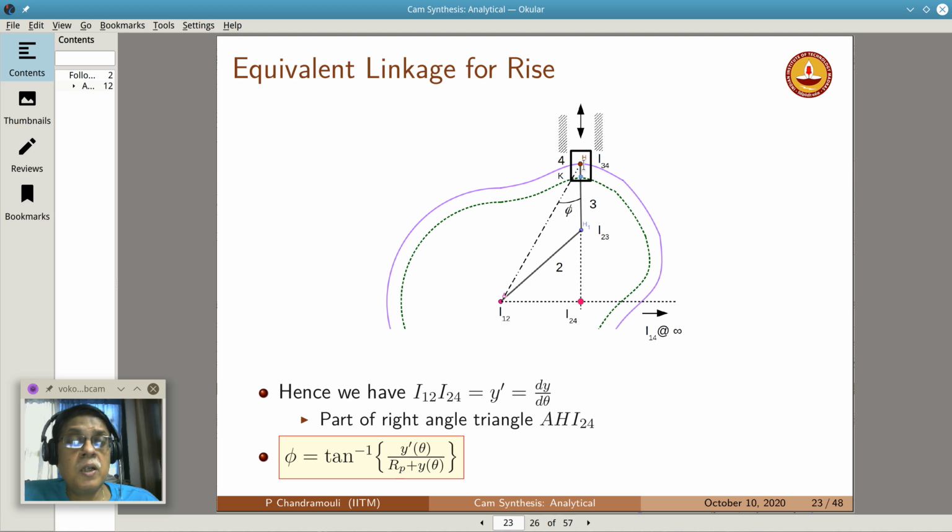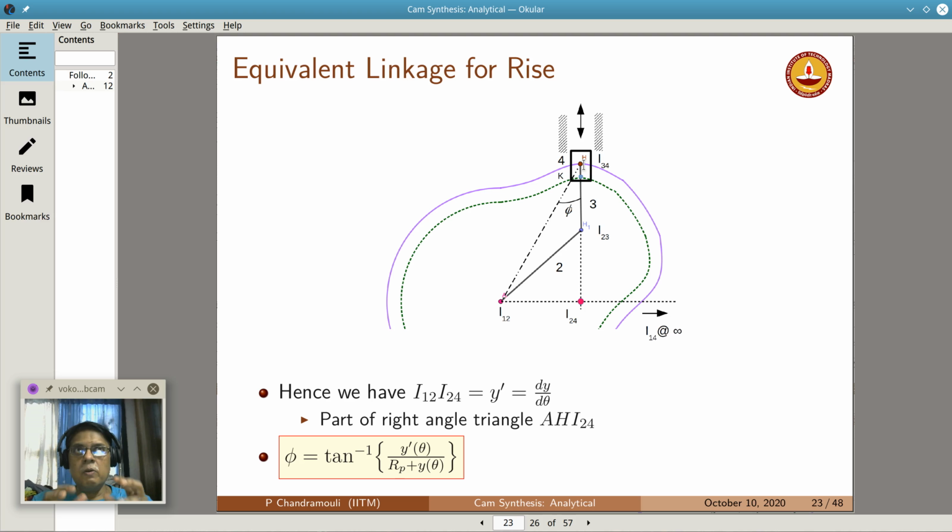So that is the location of the point H along this, right? Therefore phi is simply tan inverse of y prime theta by rp plus y of theta. Now we have a solid expression for phi, not directly in terms of theta, but in terms of y of theta and y prime of theta. So implicitly it is dependent on theta. But the point to note here is, once I have fixed the follower motion, y prime theta and y of theta are fixed. So at any given theta, they take certain values.